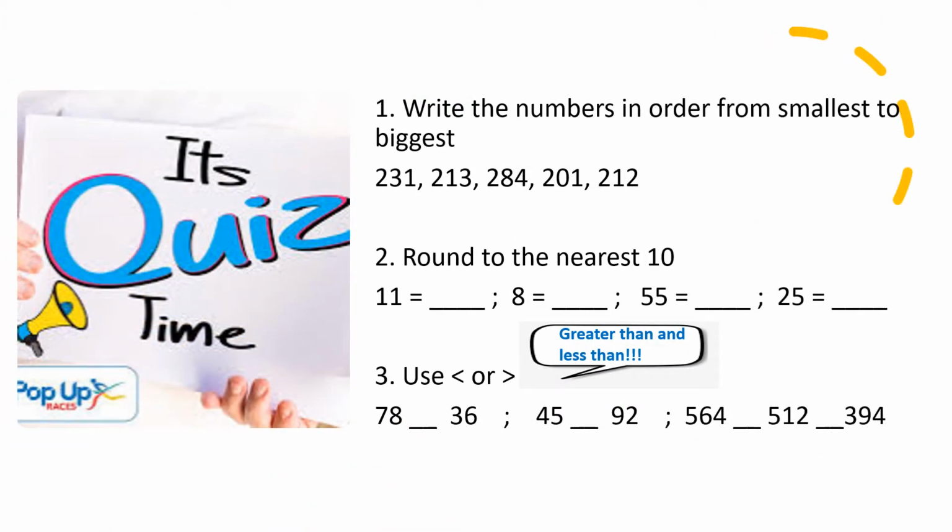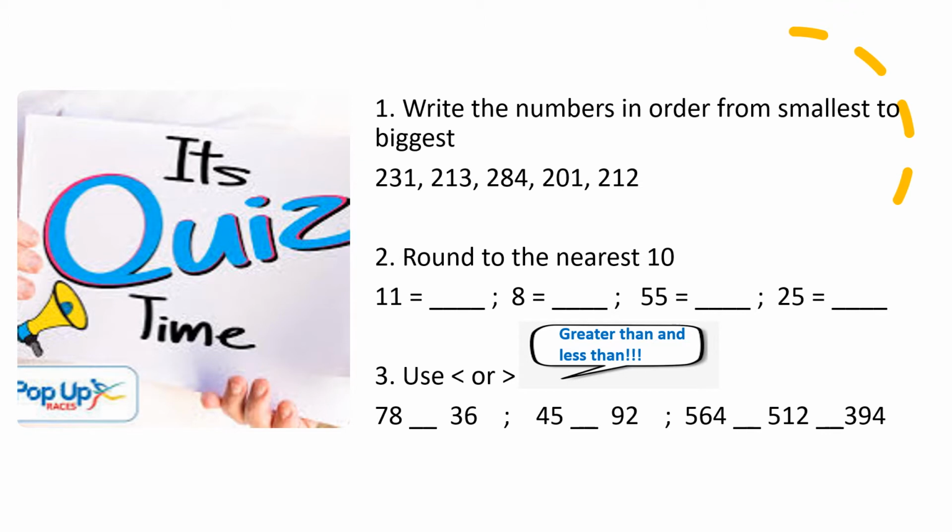All right, just before we start the lesson, let's have a little quiz and see if we can remember the things we did last week. We learned how to put numbers in order from smallest to biggest and also from biggest to smallest. We also learned how to round numbers to the nearest 10 and 100. We learned also how to use the greater and equal signs. So let's have this quick pop-up quiz and write the answers in your notebooks.